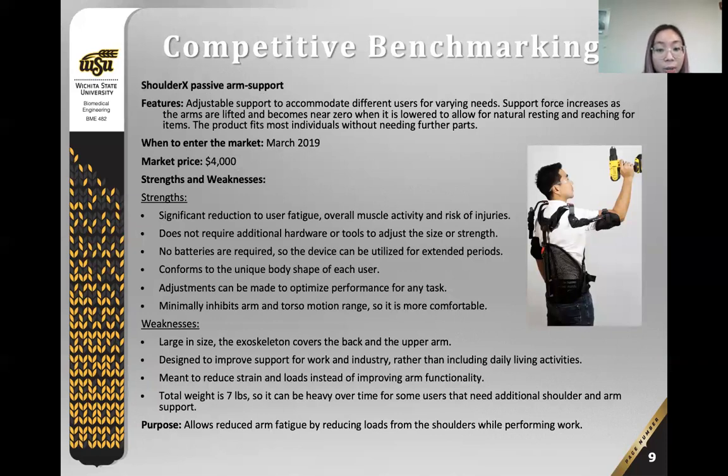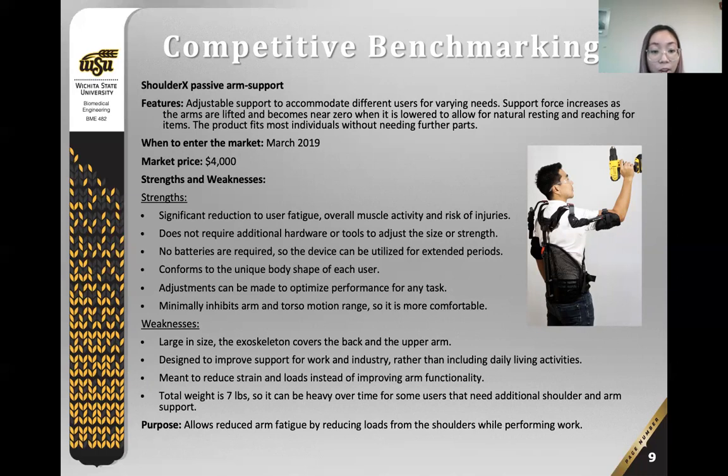The second device that we looked at was the Shoulder X by SUIX. This is a bigger exoskeleton that people wear on their body, and it features an adjustable support to accommodate different users for varying needs. While using this device, the support force increases as the arms are lifted and becomes near zero when it is lowered to allow for natural resting and reaching for items. The product fits most individuals without needing further parts. This product entered the market in March 2019 at a market price of $4,000.